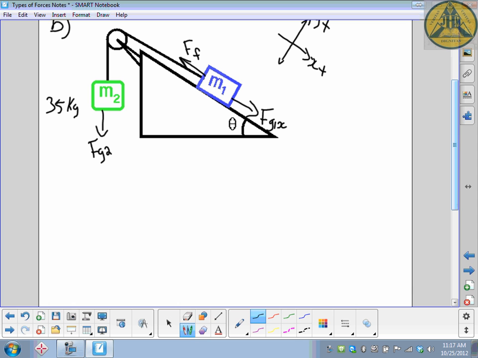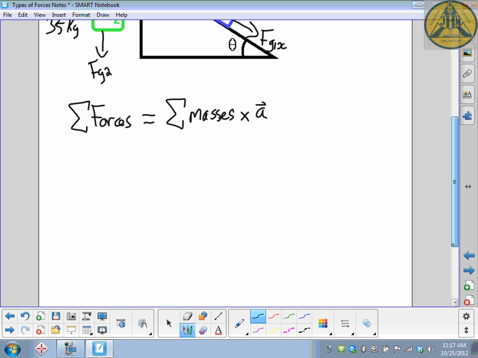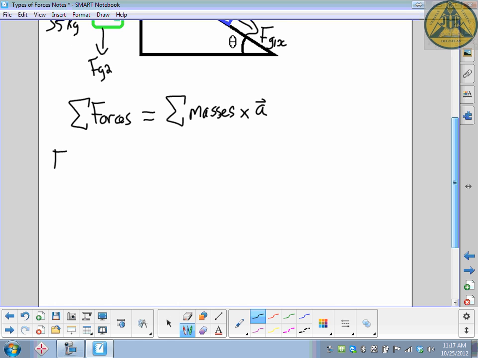Okay, so let's write down our relationship. Newton's second law, net force, which is the sum of all the forces, equals the sum of all the masses that are moving, times the acceleration. The direction of the acceleration, very important. Once again, we're solving for M1. Force is in play, force of gravity from the second mass. We've got the force of friction pulling up the ramp, and we have the force of gravity from mass 1 acting down the ramp in the x direction. That has to equal the sum of each mass times the acceleration.